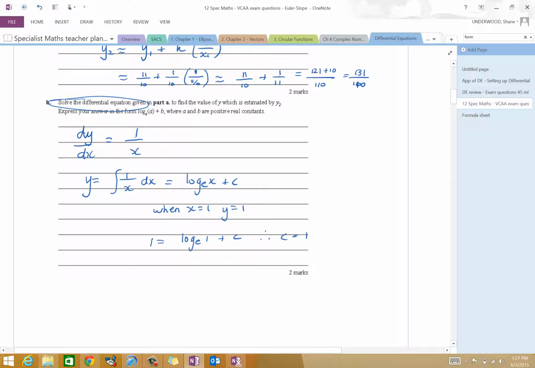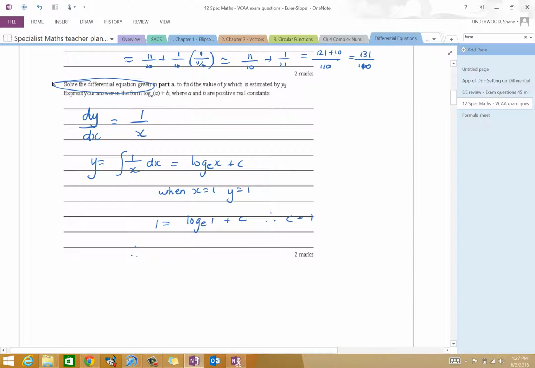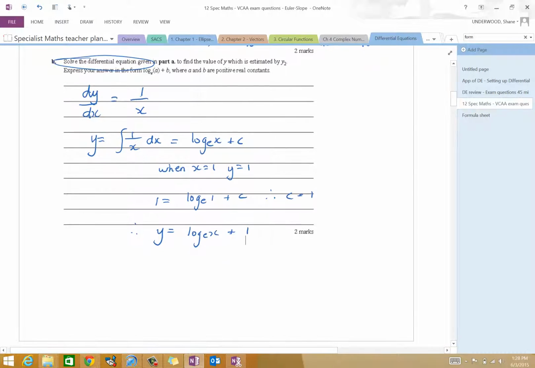Okay, so therefore we can say that we've solved a differential equation, and this is just a type 1 differential equation, and therefore we can say that y is equal to log e of x plus 1. But the problem is, have we answered the question? No, what is it saying? It says estimated by y2. Okay, so what we have to do is that y2 is when x is equal to what? 1. Well done. Good job, team.